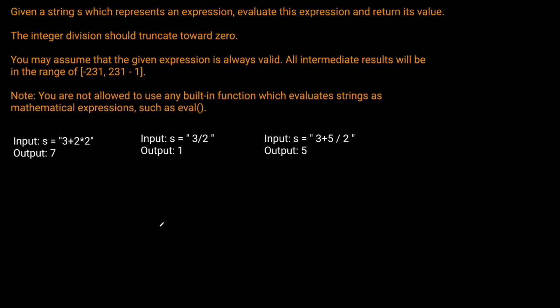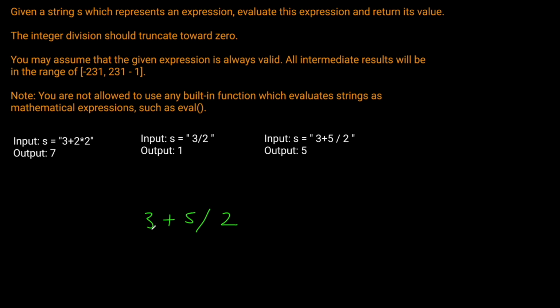But what happens when we're working with a string like this? Now, what we don't want to do is parse the string, find all the divisions, do them, and then go through the string again. Ideally, what we want to do is make one pass through our string and evaluate it from left to right. But the issue here is we're going to see things in an order that might not actually be order of operations.